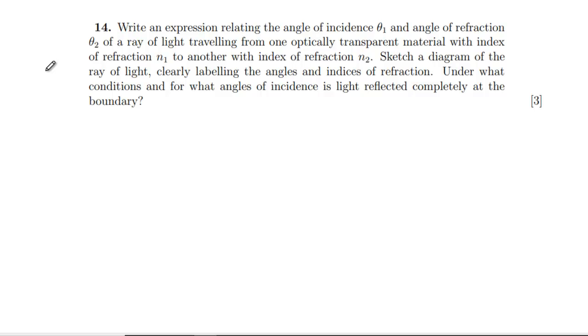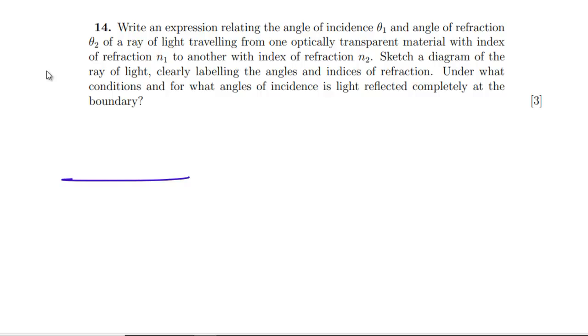Write an expression relating the angle of incidence θ1 and the angle of refraction θ2 of a ray of light travelling from one optically transparent material with index of refraction n1 to another with n2. Sketch a diagram of the ray of light, clearly labelling the angles and indices of refraction. And then when do we get total internal reflection?